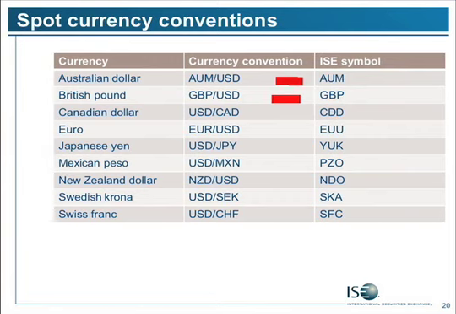A lot of you are familiar with dollar Canadian. The symbol is CDD. Euro dollar, EUU. Dollar yen, YUK. Dollar Mexican peso, PZO. New Zealand dollar, US dollar, NDO. US dollar, Swedish krona, SKA. And the Swiss franc, US dollar against the Swiss franc, SFC.